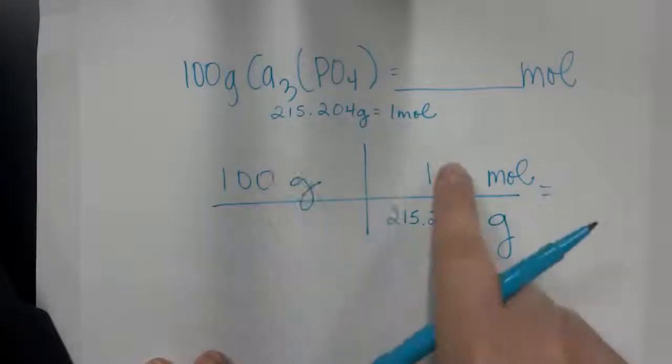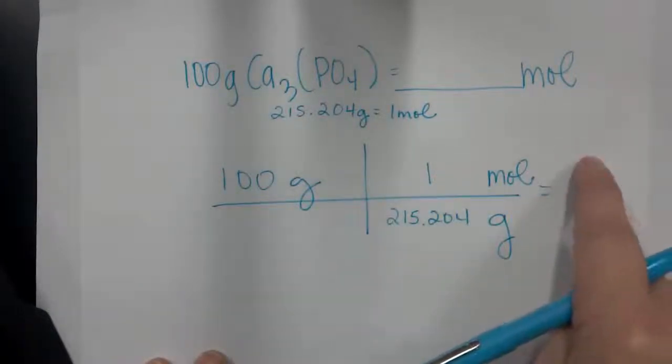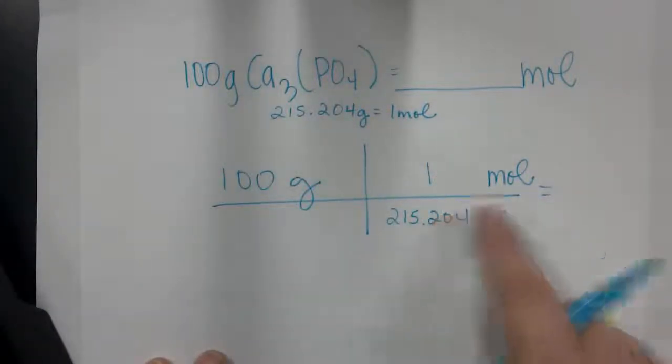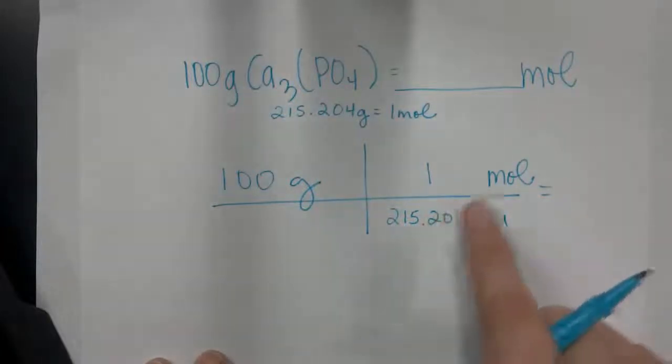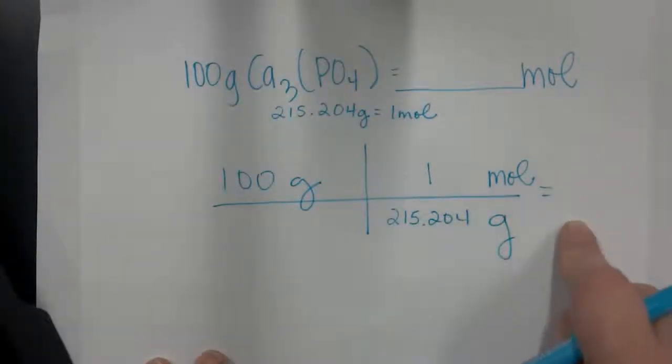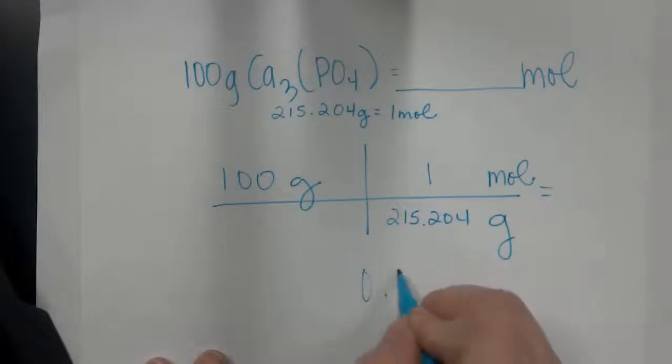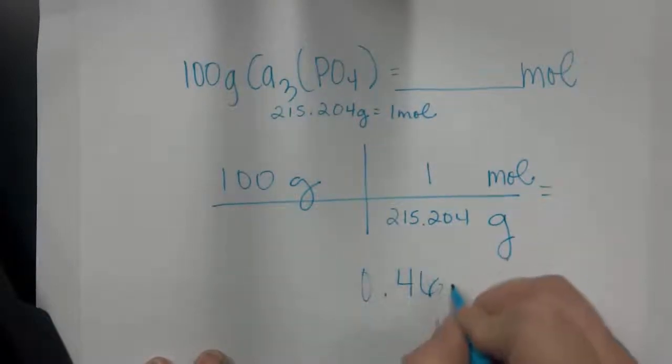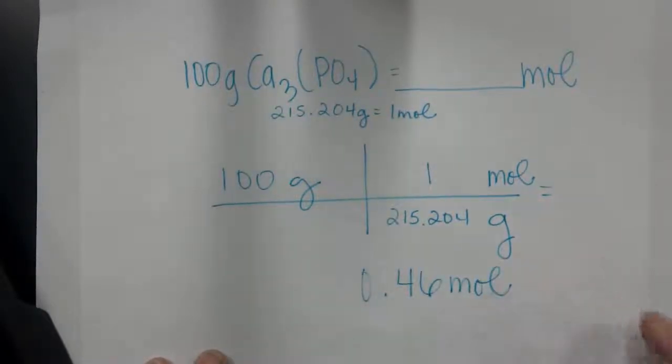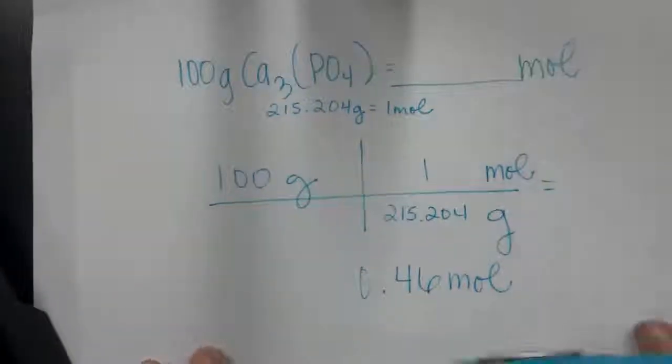So remember, you're just going to multiply straight across the top, and you would get a 100. You're going to multiply straight across the bottom, but it's just this one. So you're going to divide the top 100 by the 215, and you're actually going to get 0.46 moles. So that's how you should have worked the very first one.